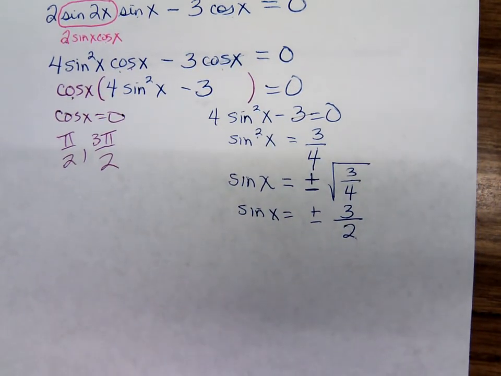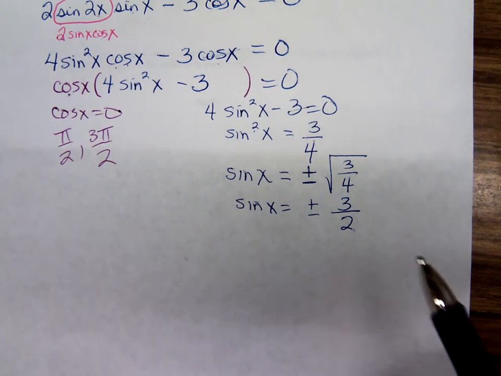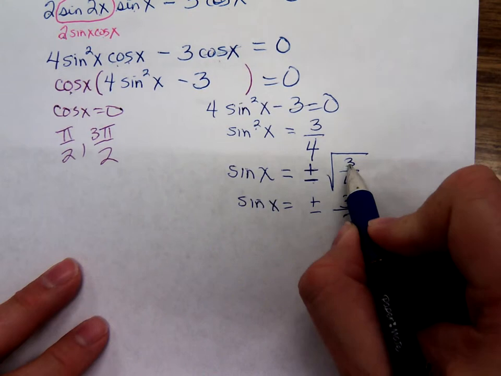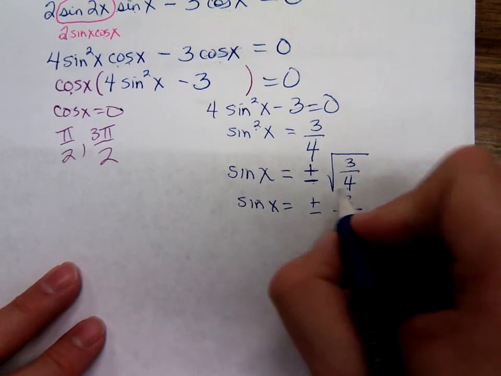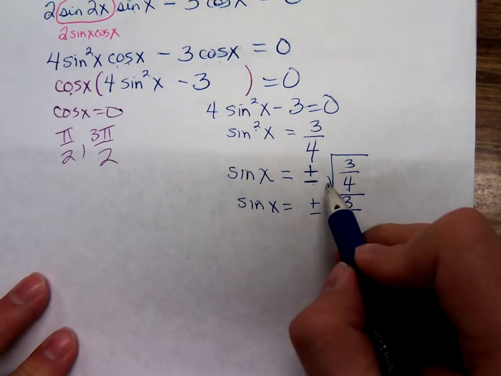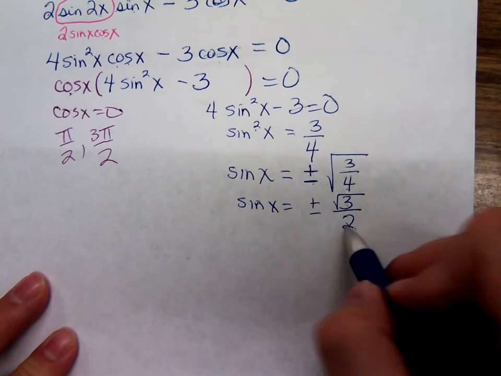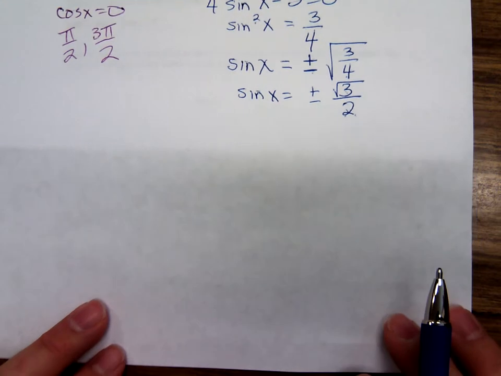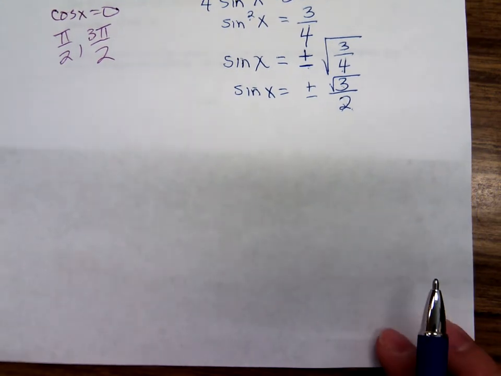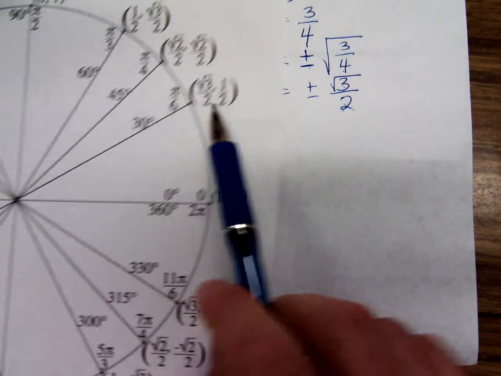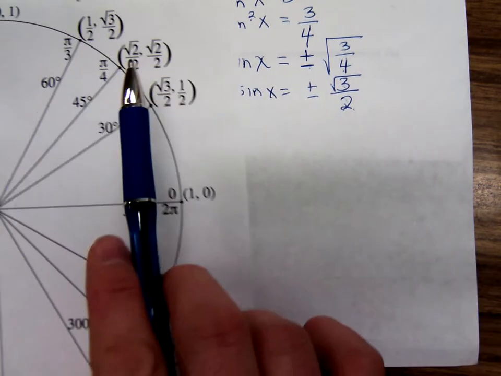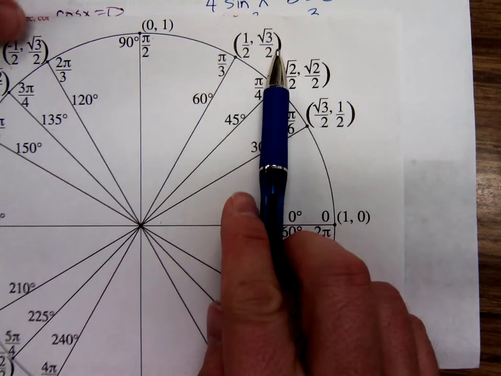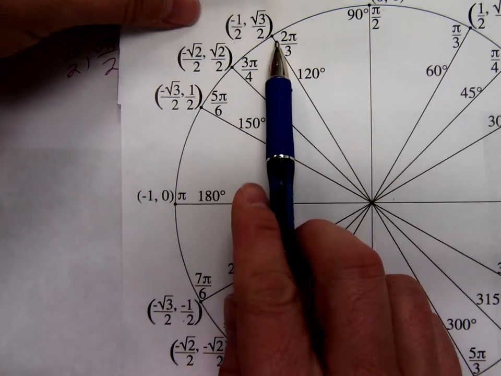Now where is sine equal to plus or minus... Ooh, what did I do wrong here? Square root of 3 over 4 is not 3 over 2. It's the square root of 3 is square root of 3, square root of 4 is 2. So plus or minus square root of 3 over 2. Where is sine square root of 3 over 2? Well, at pi over 3. So it's going to be at all of the over 3 ones.